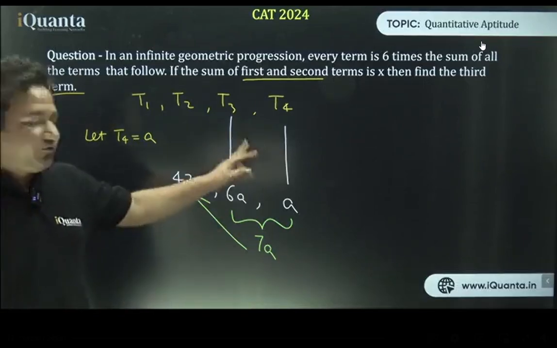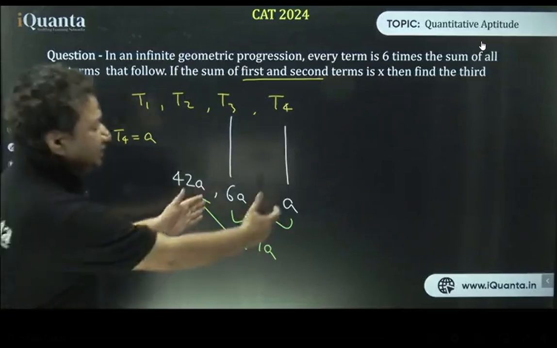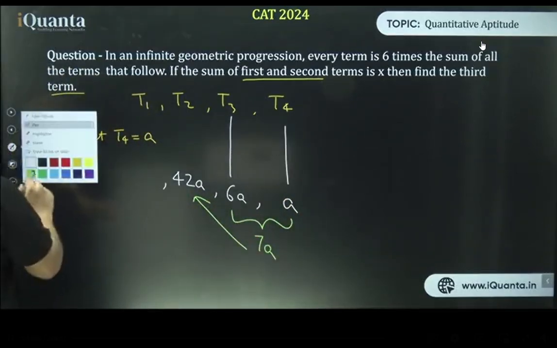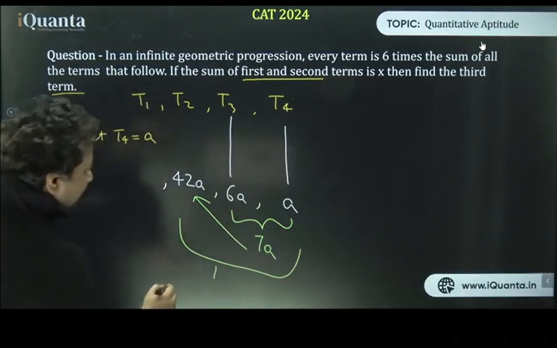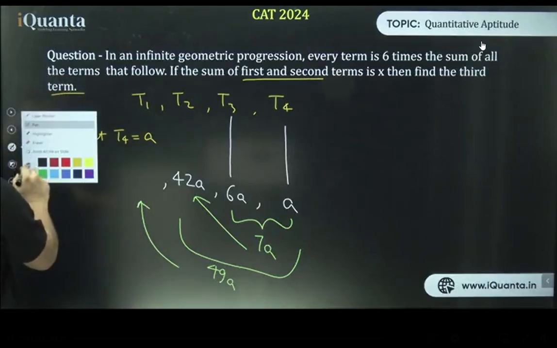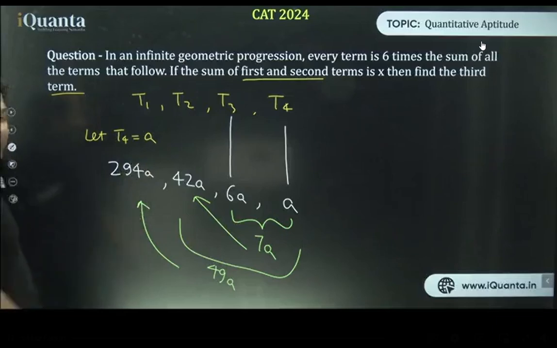है ना? T4 को A लिया, T3 को 6A ले लिया automatically, and T2 will be 6 times sum of the terms that follow, right? What will be T1? T1 क्या बन जाएगा? Sum of all that follow. So 42A plus A, if we add this, I'll get 49A. Which means term first will be 6 times 49A. That is 294A. Am I right?